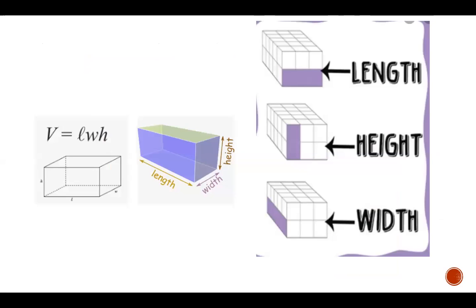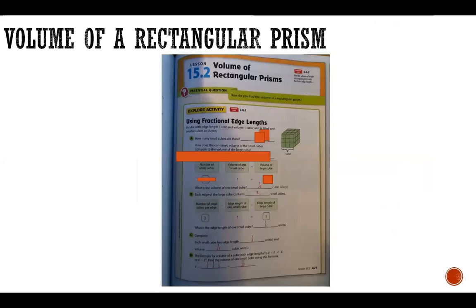When we think about a rectangular prism, we think of shapes that look like this. So we have our length, height, and width, or length, width, and height. But in order to find the volume of said object, like this rectangle here, we have to multiply them. So we have to identify the length, identify the width, identify the height, and then multiply them by one another in order to get our volume. Let's see what the lesson has to say.